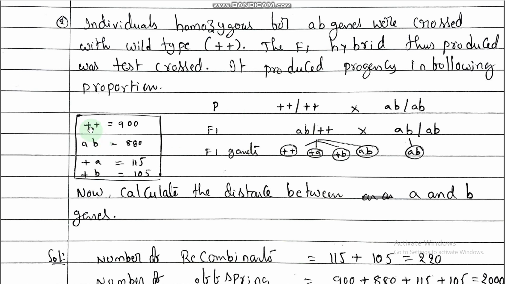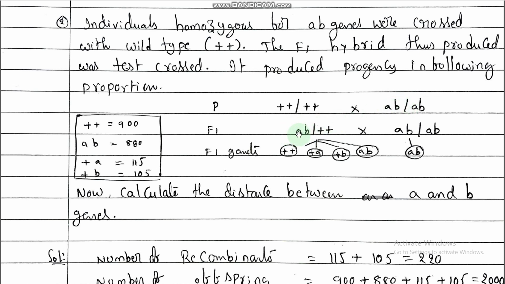What is given? Plus plus 900 formed. These are progenies, four different types of progenies. Plus plus, homozygous dominant, 900 formed, and ab recessive 880 formed, plus a heterozygous 115 formed, and here heterozygous, that is also 105 formed. These are all progenies. Okay, right. So P means what? Parents. What are the parents? Plus means dominant, and ab recessive.